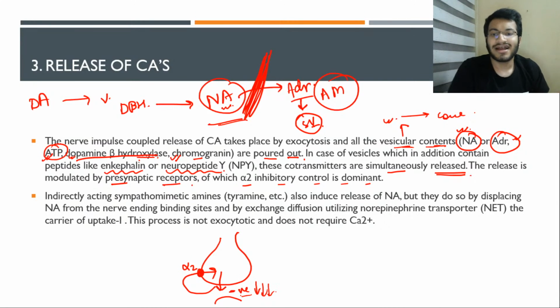Then indirectly acting sympathomimetic amines like tyramine etc. also induce the release of Na, but they do so by displacing Na from the nerve ending binding sites and by exchange diffusion.